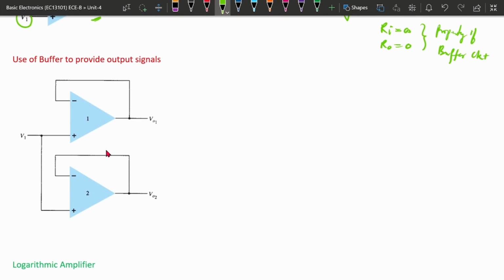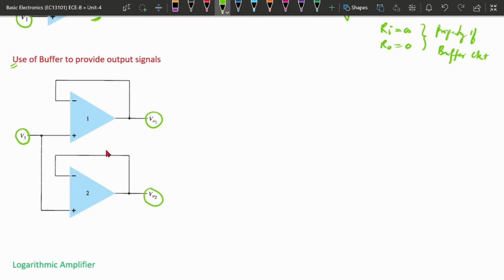Next is the use of buffer circuit to provide different output signals. Suppose V1 or V input is an input signal, and we want to have different outputs with respect to this input. We can implement two different voltage follower or buffer circuits. These buffer circuits will provide outputs that are different, meaning these two outputs will not depend on each other. There will be no relation between them.